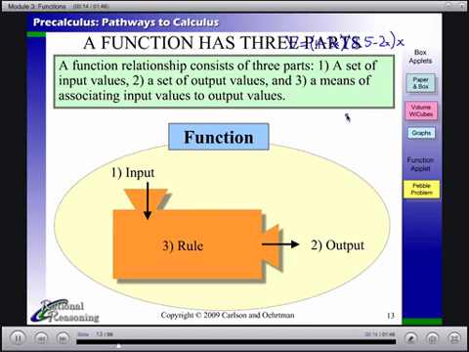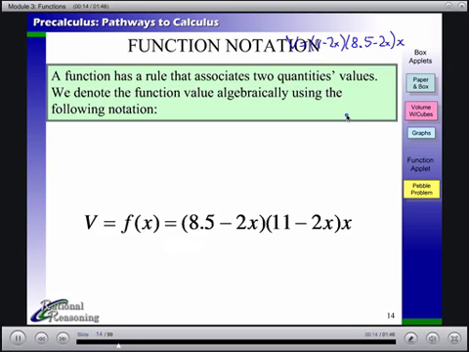So this is a powerful idea. This is where calculus lives. It lives in the land of functions. It lives in the land of two quantities changing together. So how do we do it? So this, we know our output is volume.